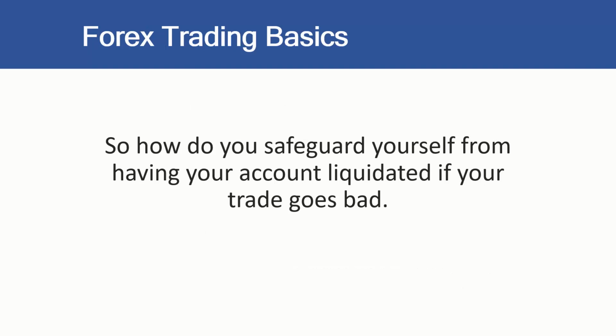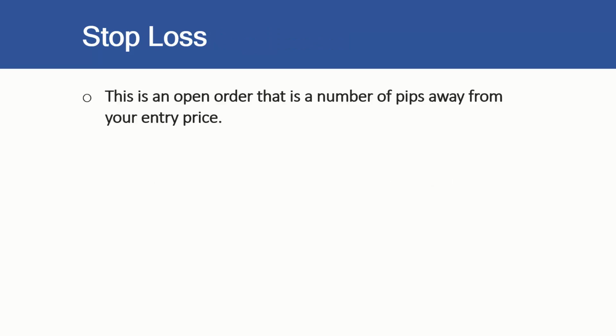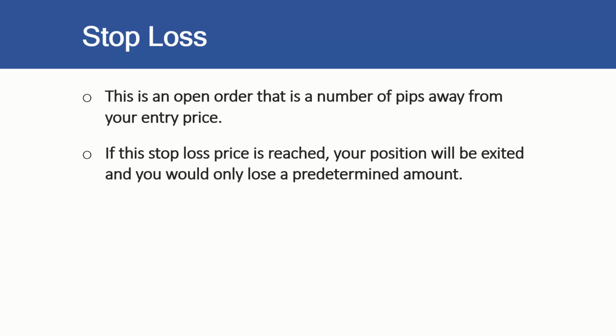So how do you safeguard yourself from having your account liquidated if your trade goes bad? The answer is by using a stop loss order. This is an open order that is a number of pips away from your entry price. If this stop loss is reached, your position will be exited and you will only lose a predetermined amount. So what is this predetermined amount?